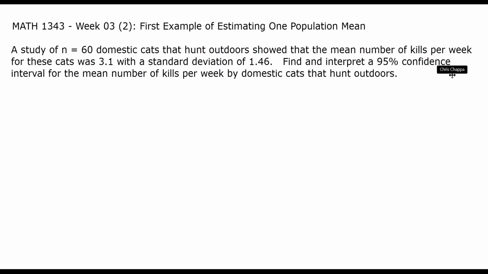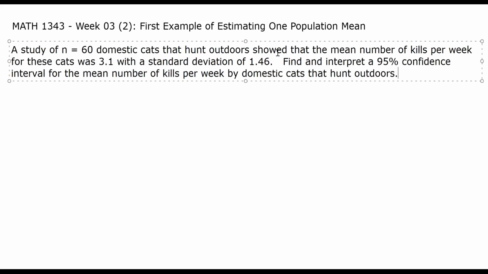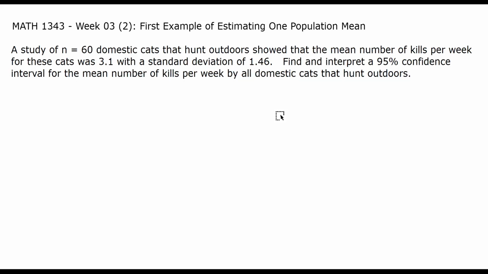But let's dissect this problem and figure out how to estimate the mean number of kills per week for all domestic cats that hunt outdoors. And honestly, I think the word all would be appropriate. The nature of inferential statistics is to say something about a population based on a sample, so it's nice to have a word in there that implies the population, such as the word all. Okay, so how do we do this?